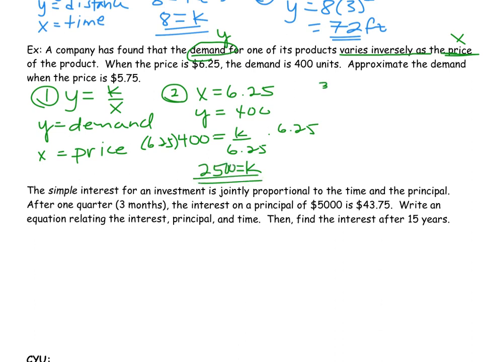Substitute that into our formula to get the general rule, or no matter what the price is, we end up with y equals 2,500 divided by x. So there's your general formula.